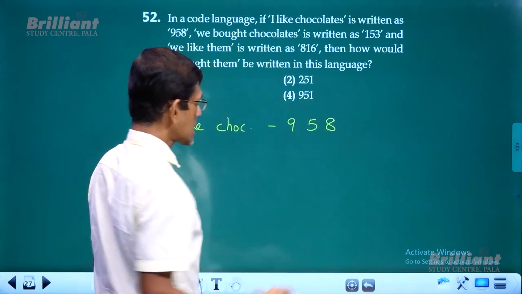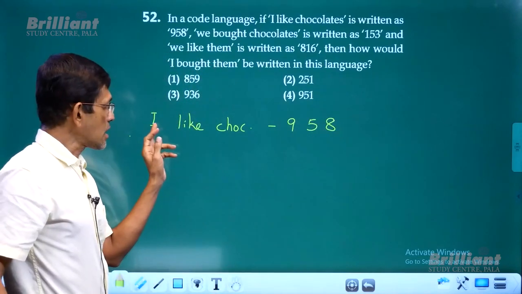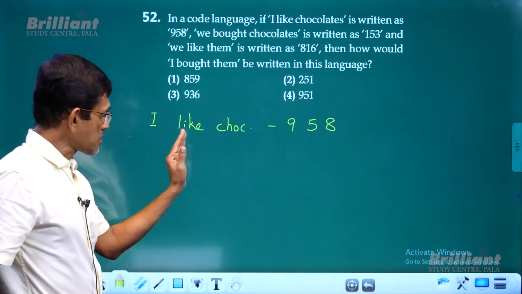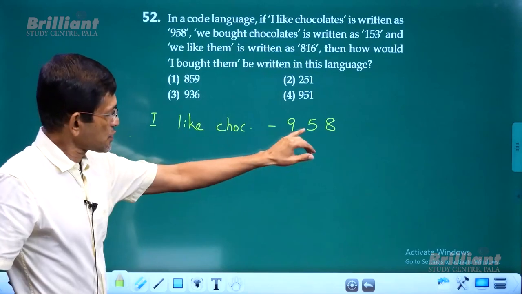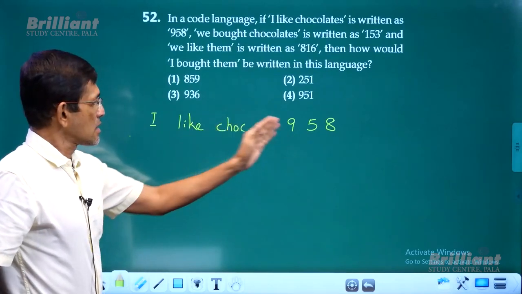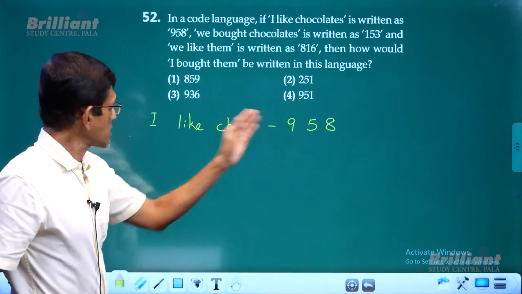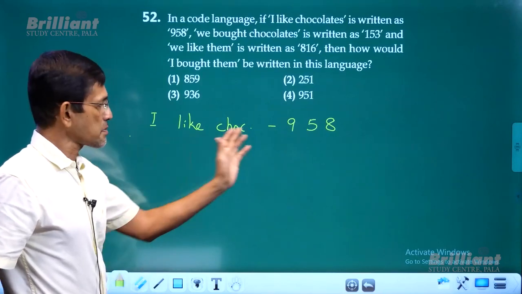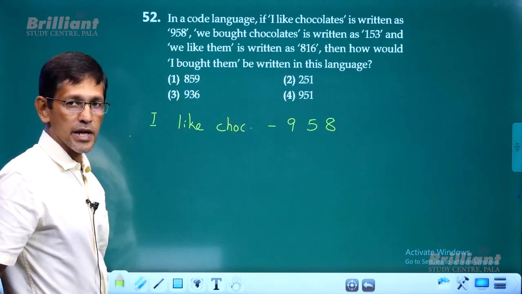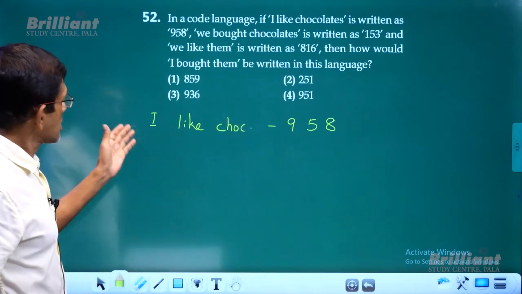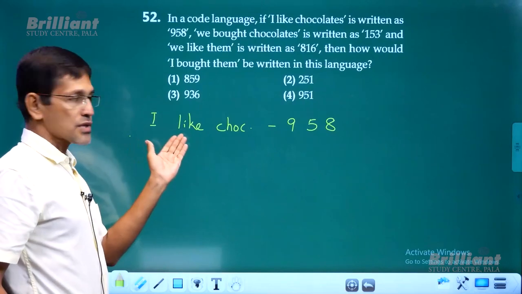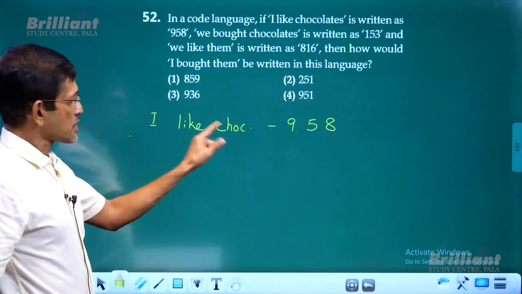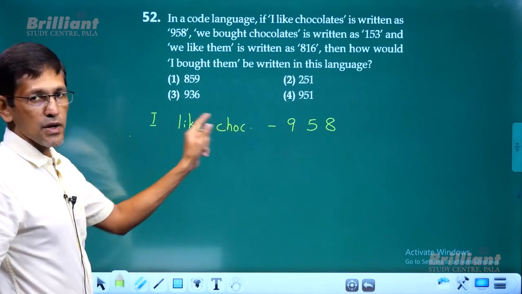In this case, we have no idea which word is represented by 9. It could be I, or it could be like, or it could be chocolates. And which one is 5? 5 could represent either I, or like, or chocolates. So it may not be in that necessary order. We are not sure which is the code for I and which is the code for like, but what we know is that 9 would be the code for any one of these words, and 5 is the code for any one of these words.